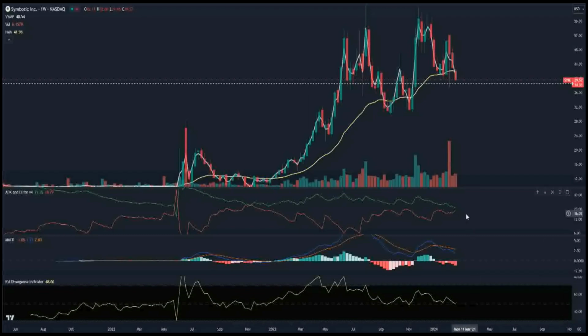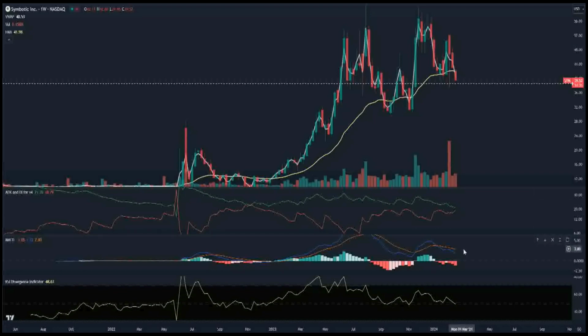On the weekly, we also look at confirmation indicators, such as this ADX and DI, which is a very good one. The green line is what we're looking for here. When it's trending downwards, this is bearish. When it's trending upwards, it's bullish. So we can see that the ADX and the DI is sloping downwards. So that's not a good sign.